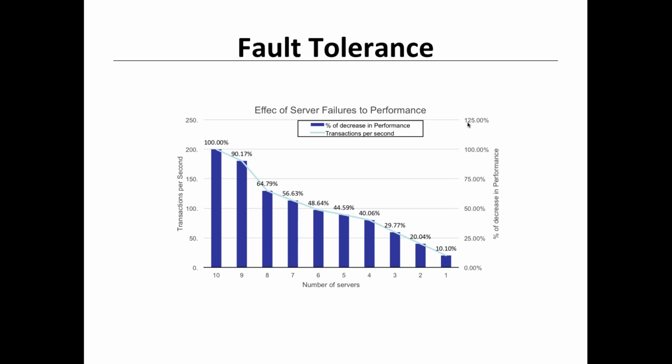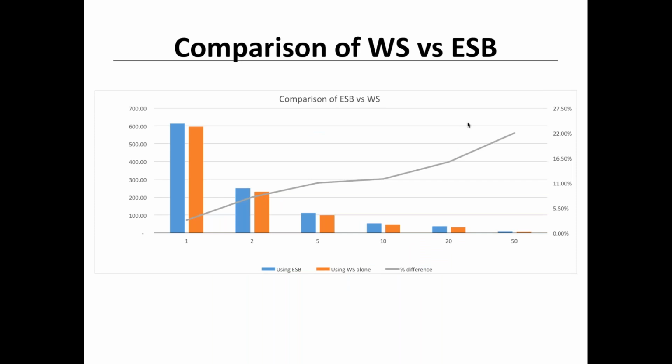If it goes down to 8 servers, it will have a significant difference. And it continues to decrease as more servers go offline, to the point that if we only have 1 server left, the ESB can only process 10% of its original capacity.